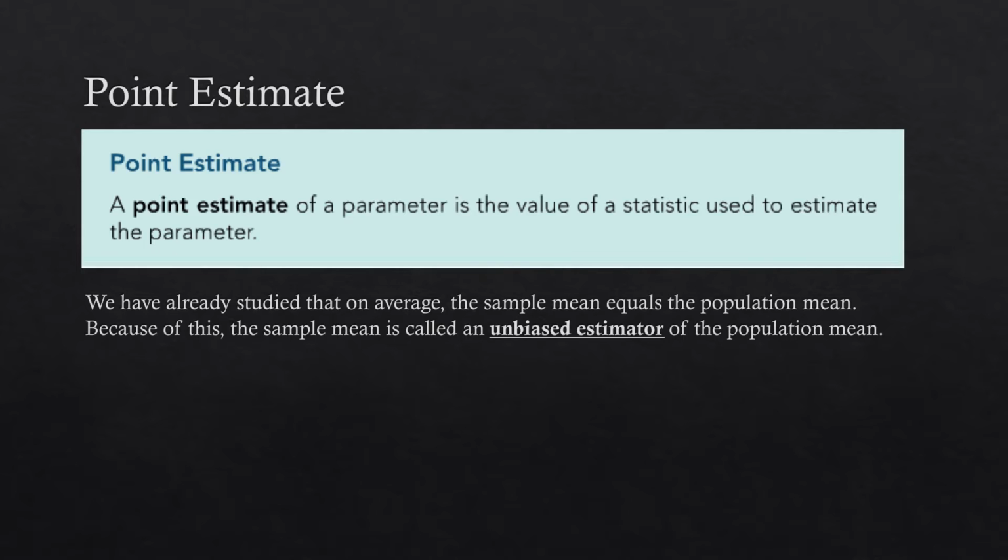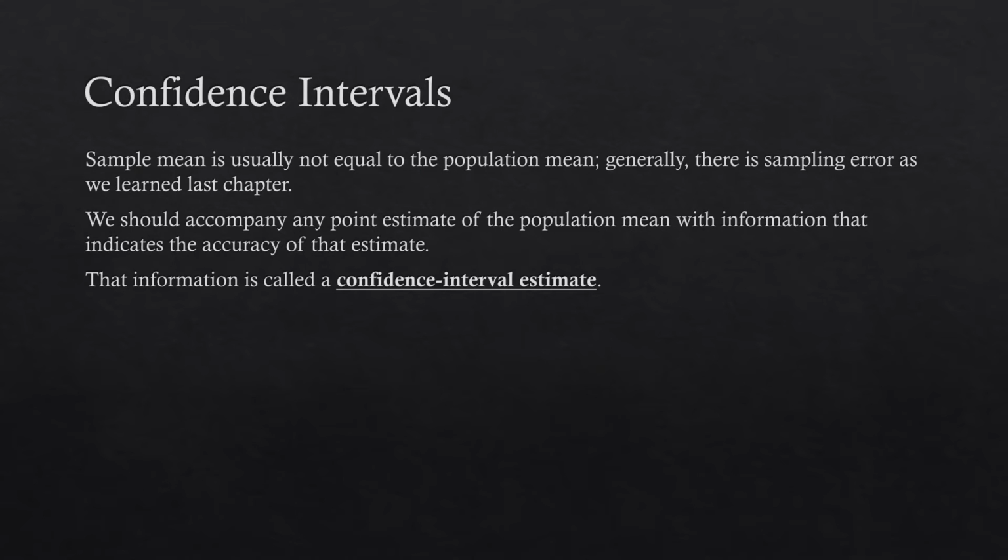We know that on average the sample mean equals the population mean, but most of the time it's at least within a little bit of standard error of it. And so because of this, the sample mean is called an unbiased estimator of the population. You really want unbiased estimators because that means it's closer to the actual population mean than not. All right, so what we have learned is that the sample mean is usually not equal to the population mean. It's off by just a little. We learned that last chapter. We called that sampling error, if you remember.